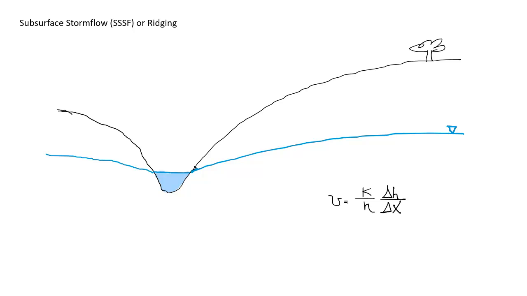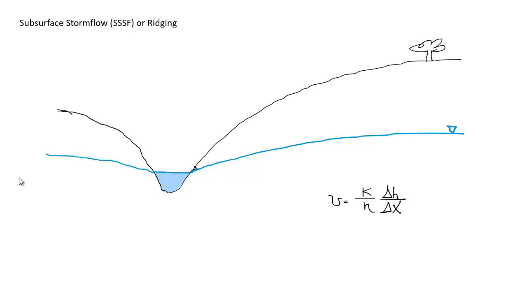In this video, I want to explain the process of subsurface storm flow, which is sometimes also called groundwater ridging, or water table ridging, I should say. So here's the situation. We've got a stream coming out at us, a cross section of the earth, and the blue line is the water table. Subsurface storm flow has to do with the movement of water from the groundwater zone into a stream rapidly.